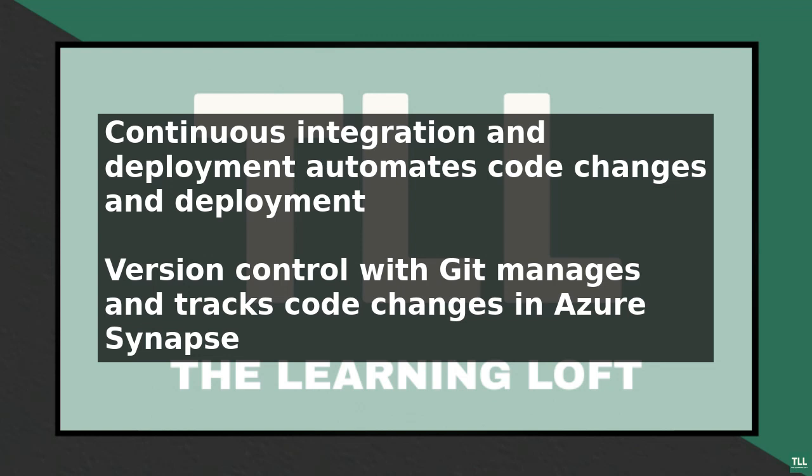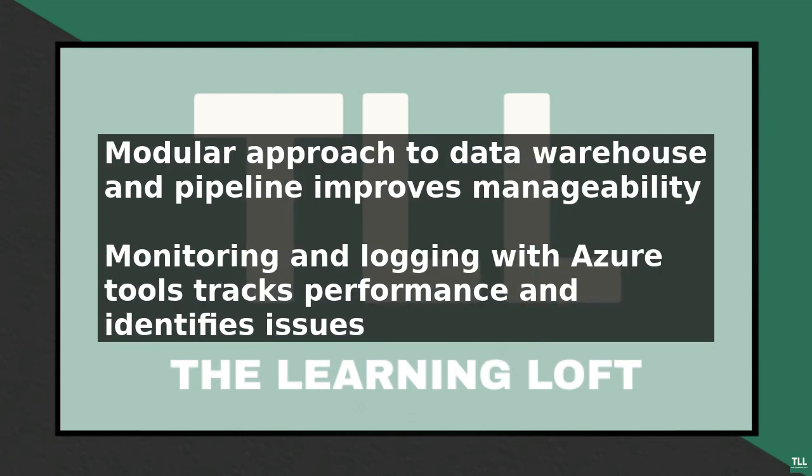Additionally, it is crucial to monitor and log your pipeline. This involves using tools such as Azure Monitor and Azure Log Analytics to track performance and identify issues. By monitoring and logging your pipeline, you can quickly identify and resolve issues, improving the overall quality and reliability of your data warehouse and analytics pipeline.